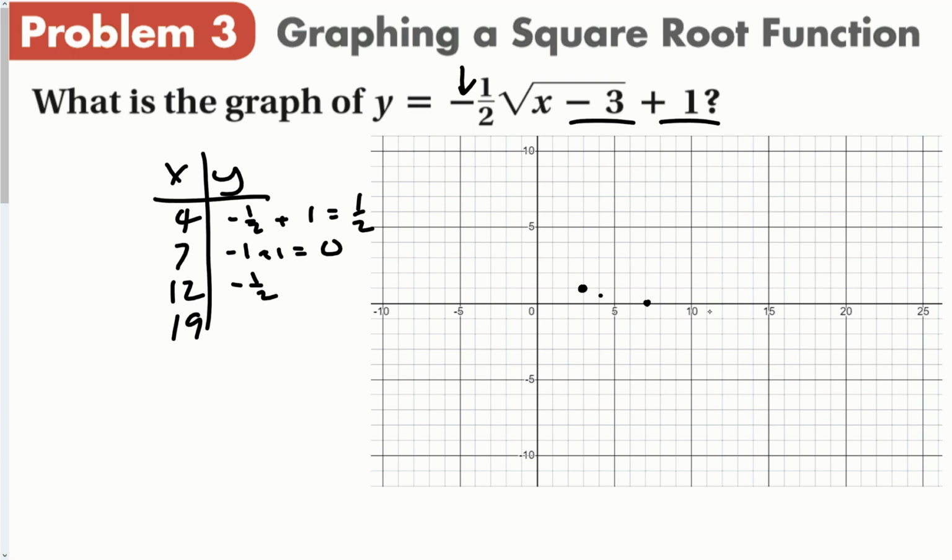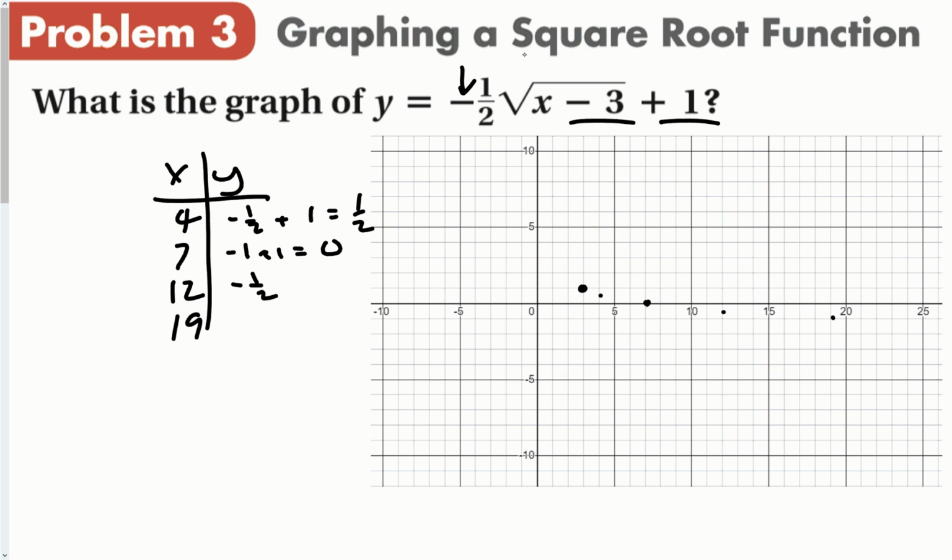So 12 gives me negative 1/2. You see I'm kind of going down by halves here. So you can sort of get this pattern here. Let's just plug in 19. We should get a negative 1.